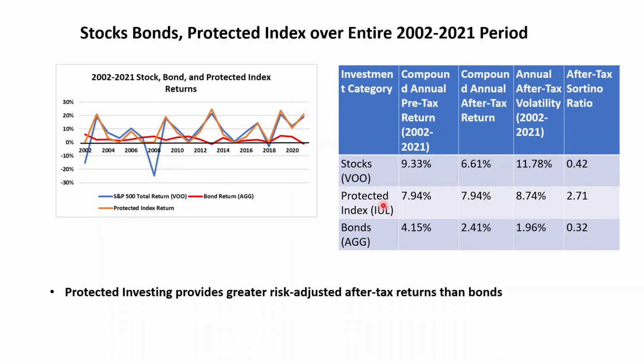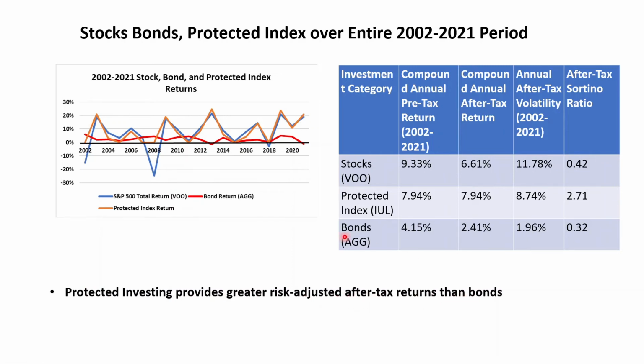And that's why protected investing can make a lot of sense for your portfolio, because it's protecting against the downside and it's making it more tax efficient. So if you're really looking for a holistic portfolio solution, using protected investing in place of bonds makes a lot of sense. Just to summarize, protected investing provides greater risk-adjusted after-tax returns than bonds.